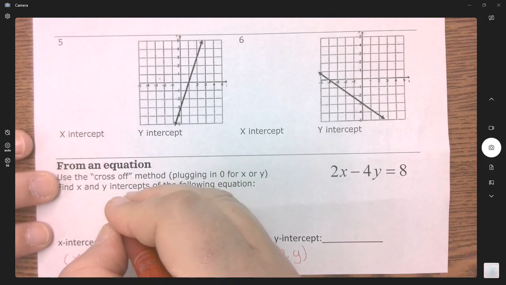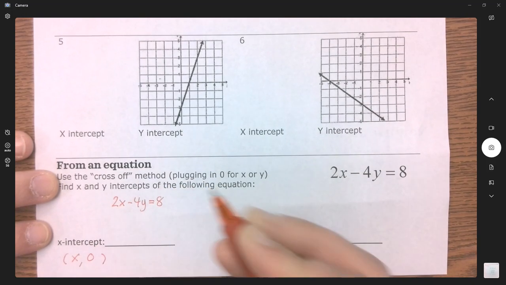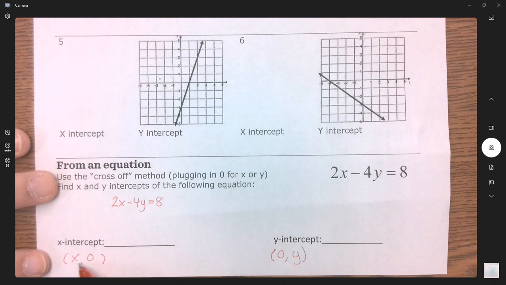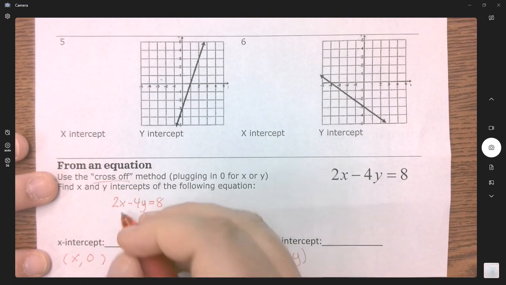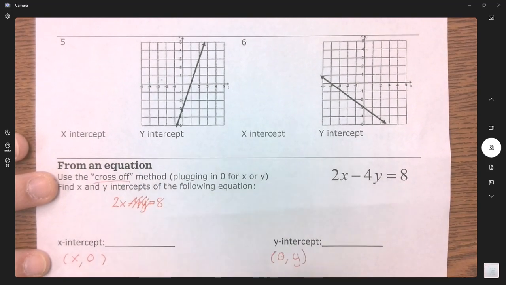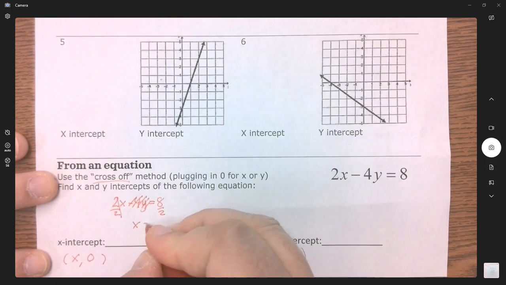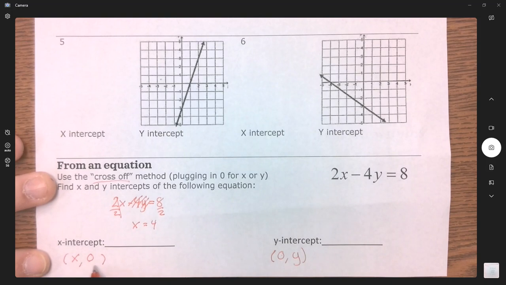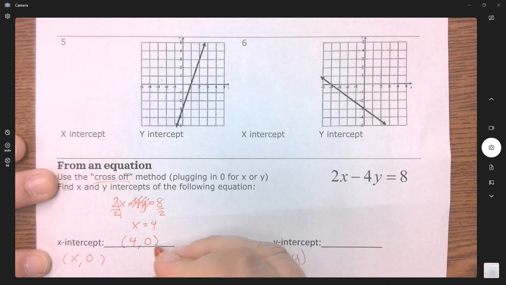So let's set up our equation. We have 2x minus 4y equals 8. I know that to find my x-intercept, I need a 0 for y. If I put a 0 for y, it's going to go away. That means I can cross it off. This, with a 0 in it, goes away. So, to solve for x now, I just need to divide by 2 on both sides. That cancels out, and I get that x is equal to 4. So my x-intercept, when I put a 0 in for y, is 4, 0.